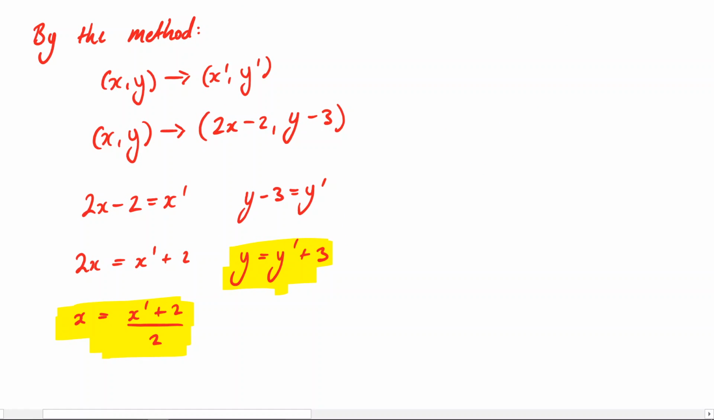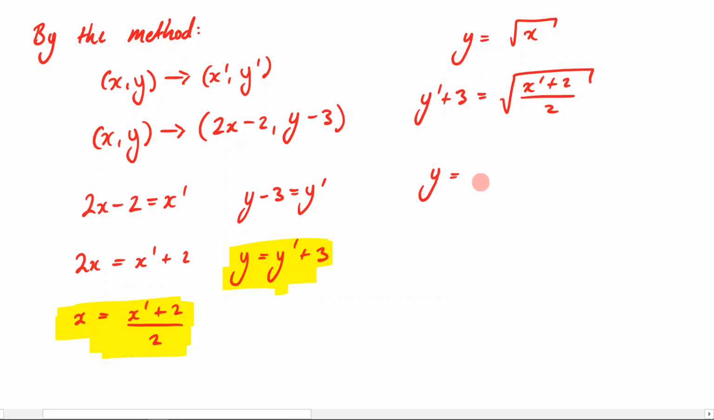So the original graph I was given was y is equal to the square root of x. Into the y position, I'm going to put this, y dash plus 3. And into the x position, I'm going to put this right here. So let's make this big. It's going to be x dash plus 2 over 2. Now remember, I'm going to drop the dashes and solve for y. It's going to be y is equal to the square root of (x plus 2)/2 minus 3. That right there is going to be my answer. So let's highlight it.